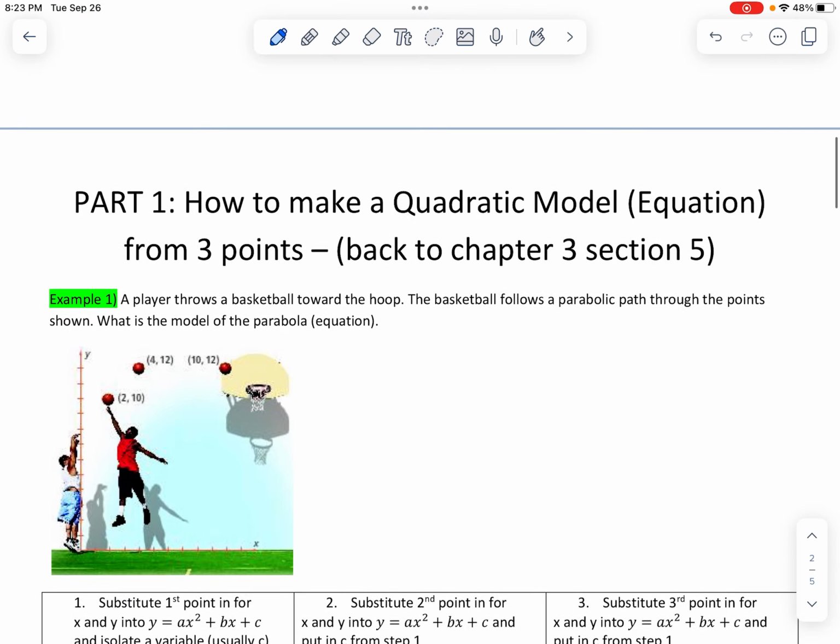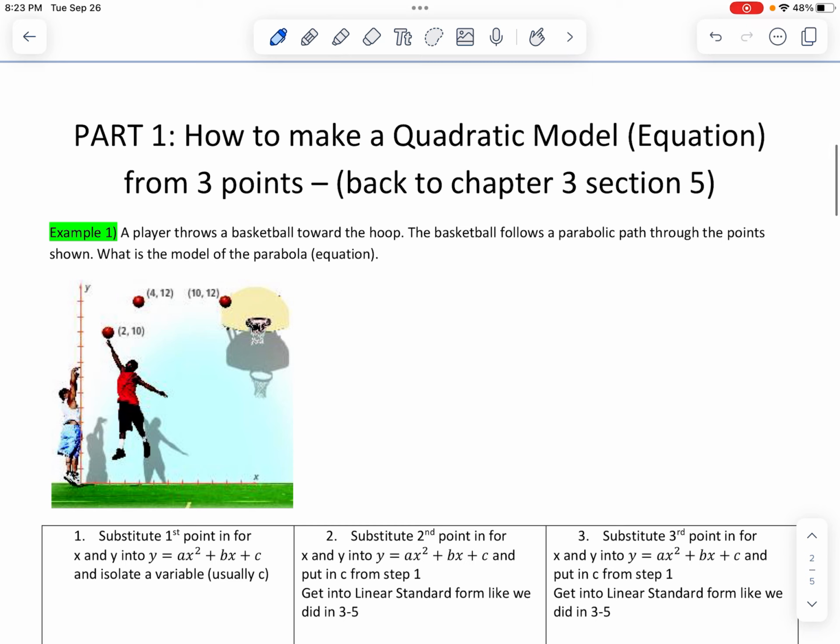Now, part 1, how do you make a quadratic model by hand from 3 points? So we're going to take a look at this basketball player and the shot that he made. This basketball player threw a basketball, and we're going to try to make it into the hoop using a parabolic path. Example 1, a player throws a basketball toward the hoop. The basketball follows a parabolic path through the points that are shown. So we have 3 points.